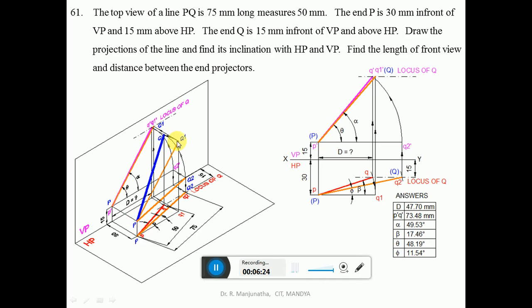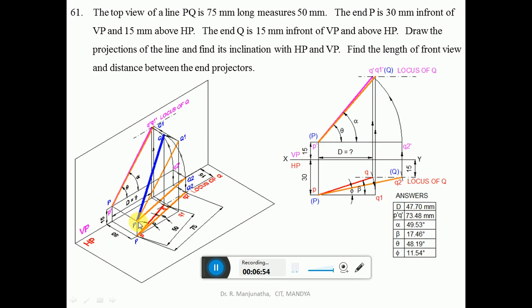So that is what we have taken from here, PQ. When it has been rotated, P and Q1 both are in front of VP with respect to the XY line. So this distance is 30 mm in front of VP. So PQ1 is the line which is parallel to VP. So this is the line which gives the true length of the line in the front view, it is here.